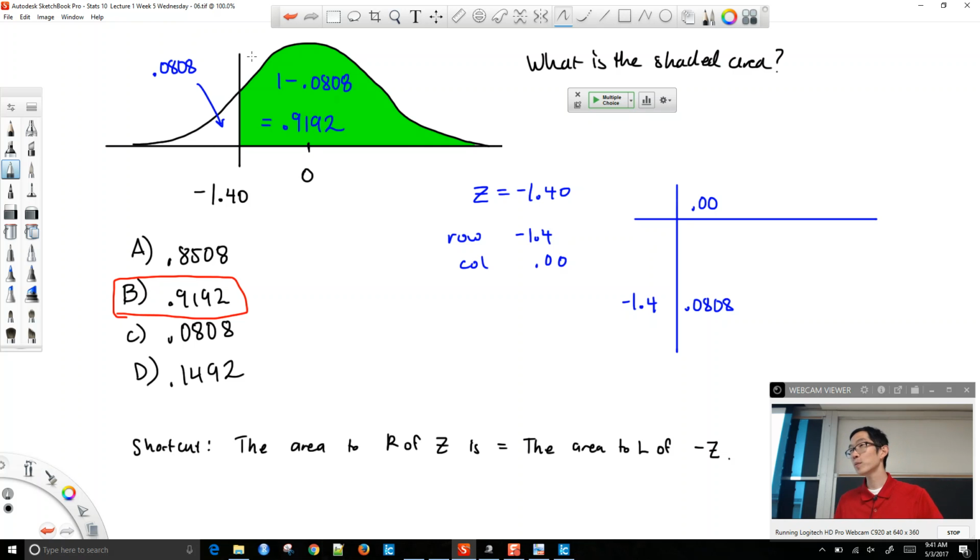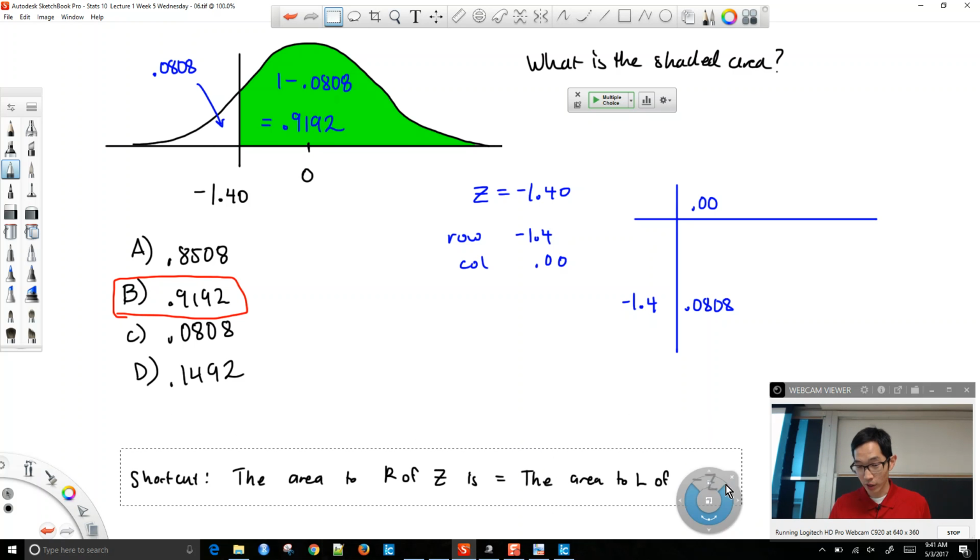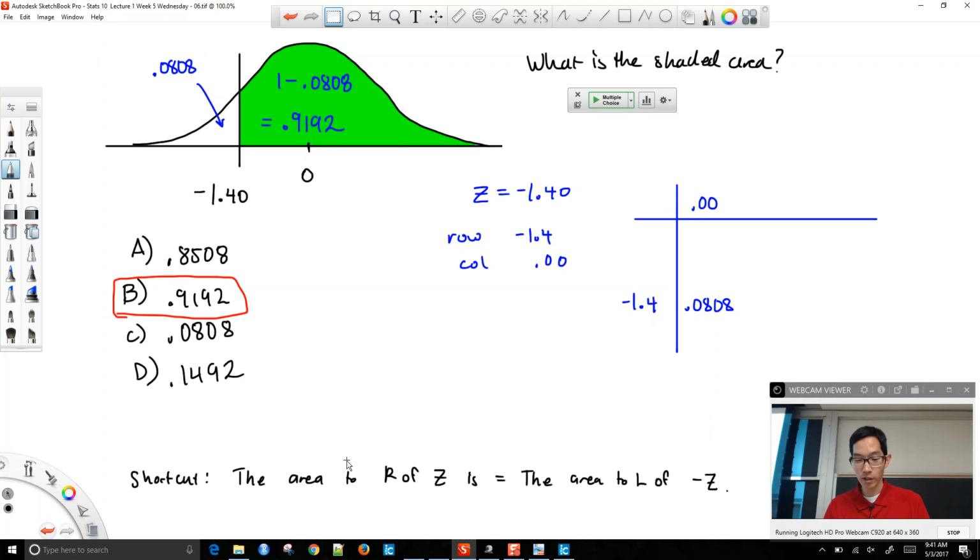If you're not comfortable with that, don't use it. Just stick with looking up the area to the left and doing 1 minus that. That's much safer and that works. But sometimes students will notice this on their own and ask about it, so I do want to say that yes, it does work out. But just like any other shortcut in life, you should only use it if you're comfortable.